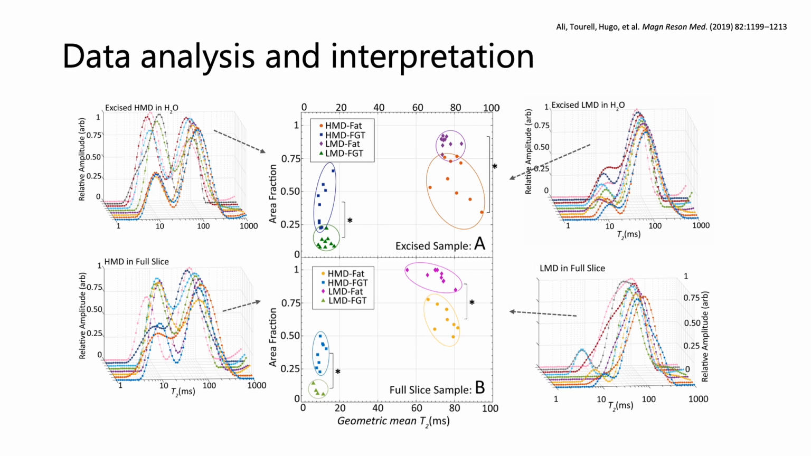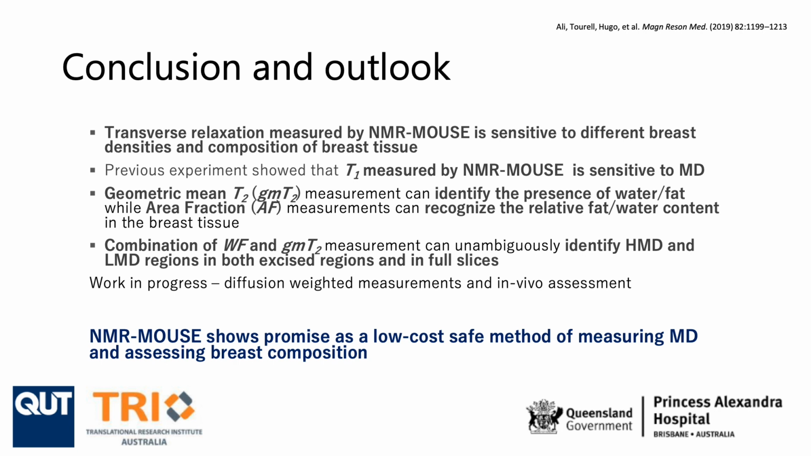And by statistical analysis, it was shown that the area with high mammographic density can be clearly distinguished from the area with low mammographic density. Although the geometric mean T2 values were comparable, no matter what type of tissue it came from, the area fraction was clearly different. And it showed that the analysis by NMR-MOUSE can not only differentiate between the high and low mammographic density, but it can also give us information on the relative composition of fat and water. And it was equally sensitive for the slice that was taken from excised tissue and the slices that were taken from the full slice samples.